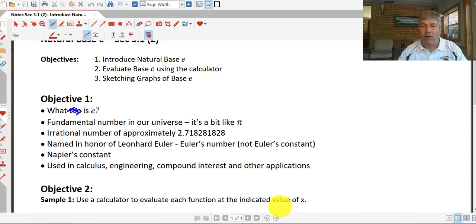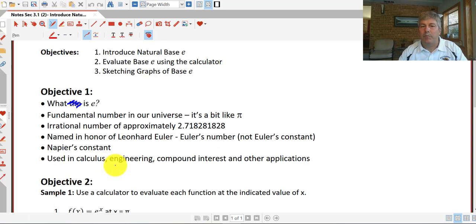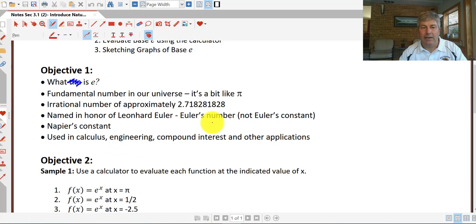Well, e is a fundamental number in our universe. It's a little bit like pi. It's an irrational number of approximately 2.71828, etc. It's named in honor of Leonhard Euler. It's considered Euler's number. It's not Euler's constant. It's also known as Napier's constant. And it's used often in calculus, engineering, and compound interest and other applications. So it does show up in nature and other places. And so we'll do quite a bit of work with e throughout the year.